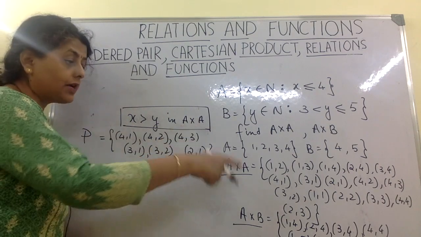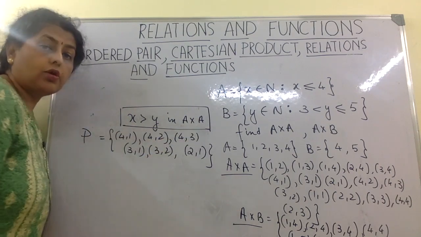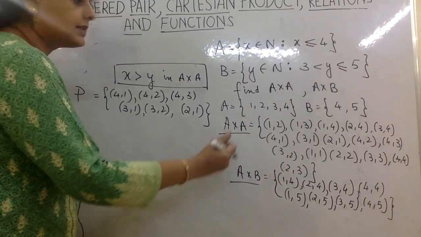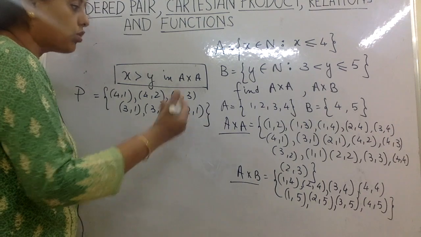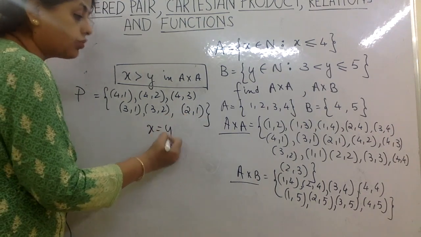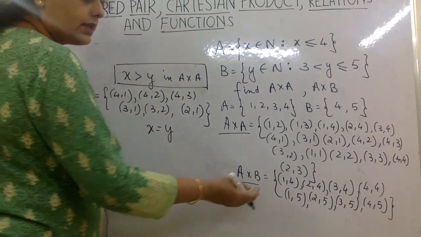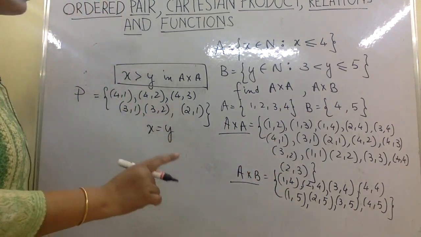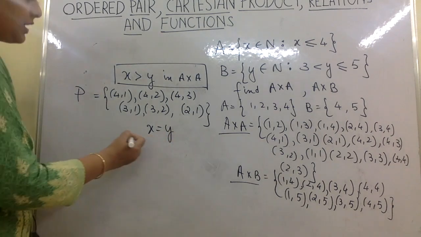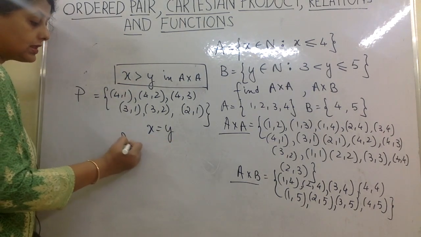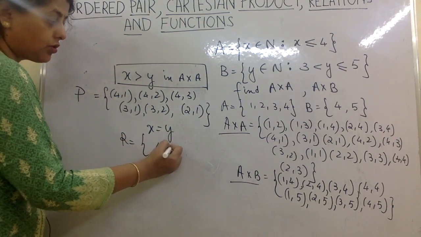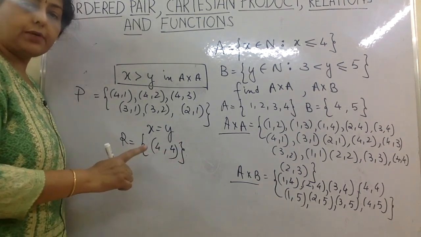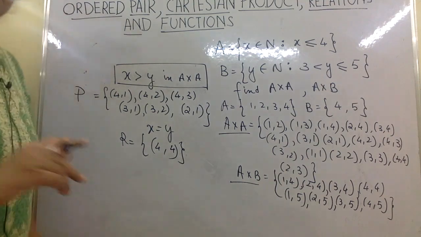Same thing, I can find a relation in here also. If I say X is equal to Y in this, I only have one such pair. So the relation, let's say R, is 4 comma 4. It has only one element. So this is called a relation.